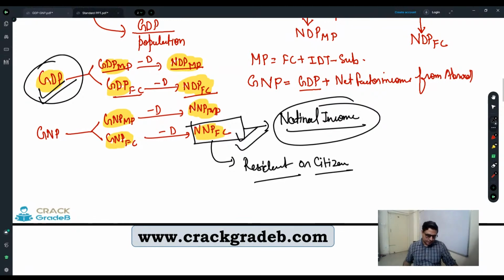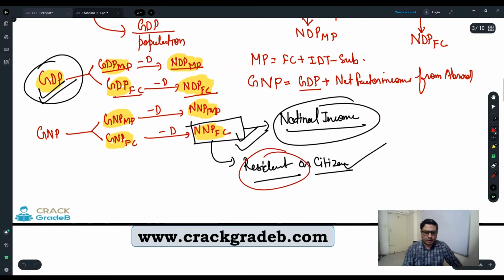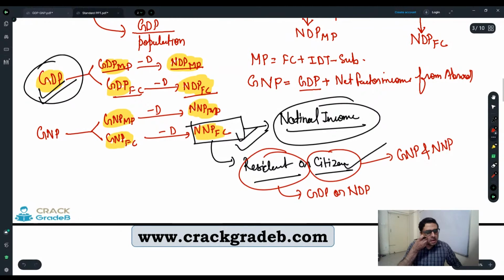If I say citizen, very good, citizen, because it's a national product, and national product is about the citizens, whereas residents income is going to be calculated in terms of what? Residents income is going to be calculated in terms of GDP or NDP, whereas citizens income is going to be calculated in the form of GNP and NNP.